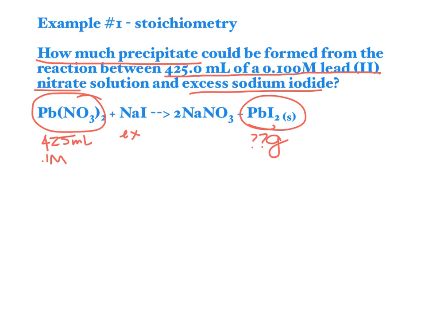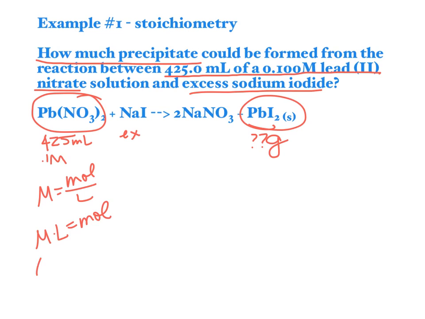The step before that was we had to get to moles, and I've got this information right here. I've got to get to moles from molarity and milliliters, and the way I do that is by using the molarity equation. Molarity equals moles per liter, or molarity times liters equals moles. I did a little bit of algebra in there to rearrange it. Now I can plug my numbers in to figure out how many moles of lead nitrate I have, and then I can convert from moles of lead nitrate to moles of PbI2.